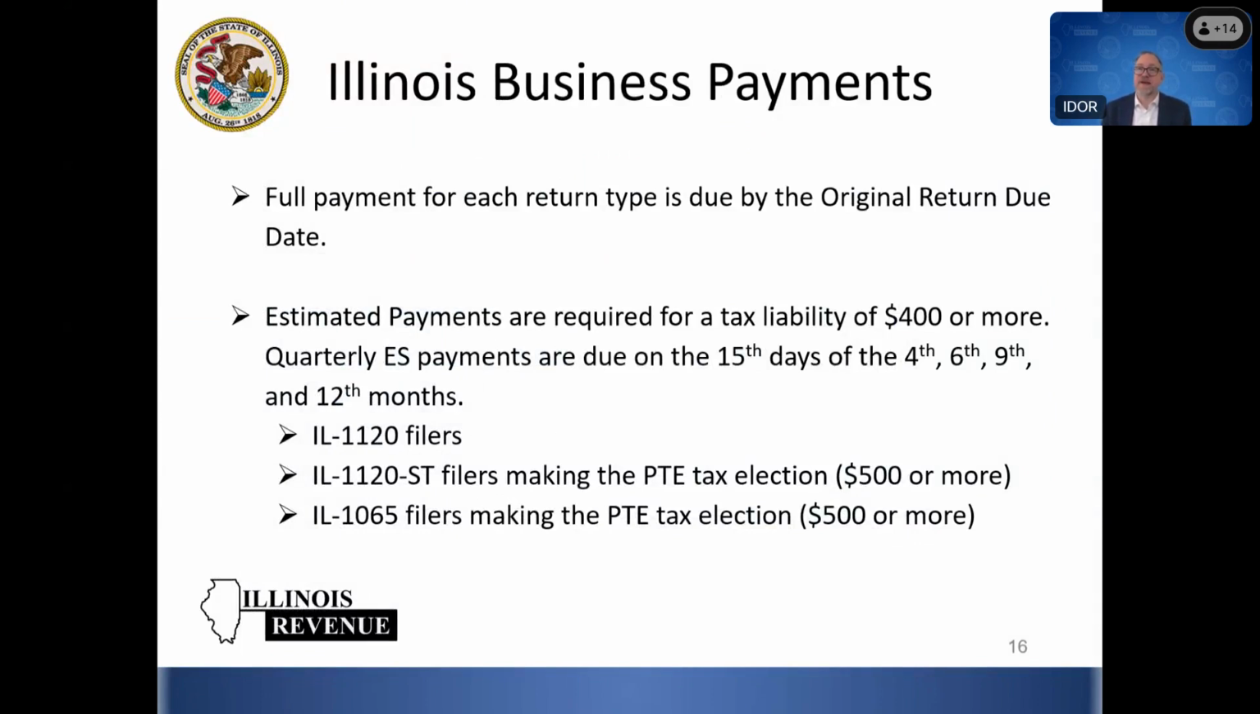Additionally, estimated payments are required for income tax liabilities of $400 or more on an IL 1120. These quarterly payments are due on the 15th day of the 4th, 6th, 9th, and 12th months of the tax year. For those electing to pay pass-through entity tax on an 1120 ST or a 1065 return, the estimated payments are due for a tax liability of $500 or more, as opposed to the $400 that you find on the 1120 return.